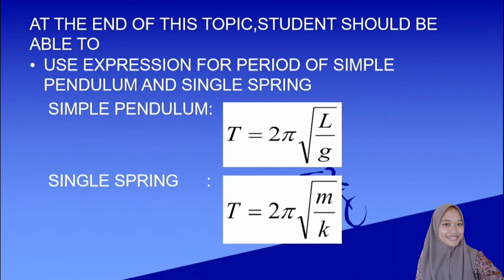At the end of this topic, students should be able to use the expression for the period of a simple pendulum and a single spring. Dalam tajuk ini kita ada dua formula yang digunakan untuk kira simple pendulum iaitu T sama dengan 2 pi punca kuasa L over G, dan juga single spring T equal to 2 pi square root M over K.